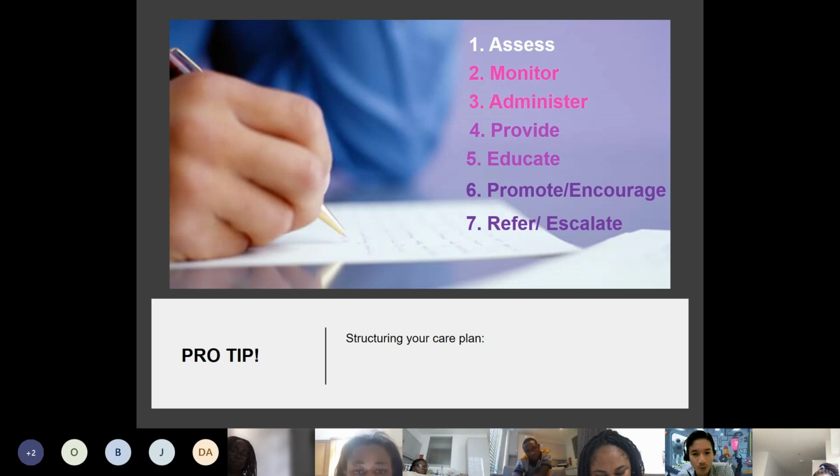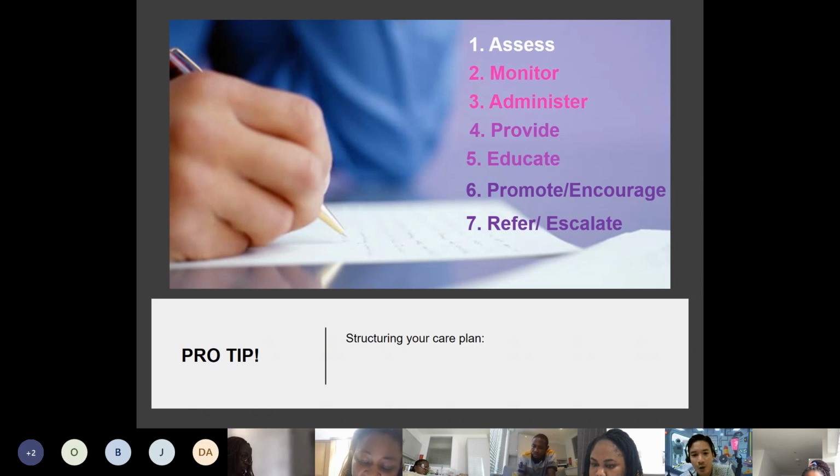Provide, Melvis. So what are you going to provide to John? You've mentioned earlier a semi-Fowler's or a Fowler's position. And we write it there in that section. Provide or assist John in sitting up in a semi-Fowler's position. That is it. Well done, Melvis.